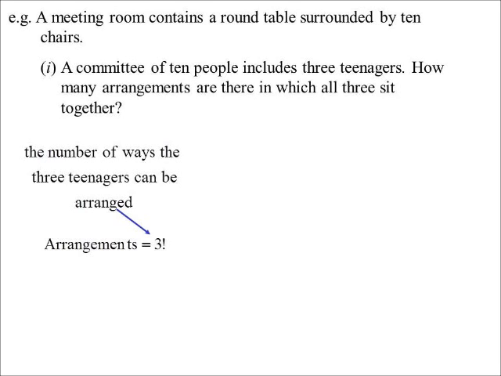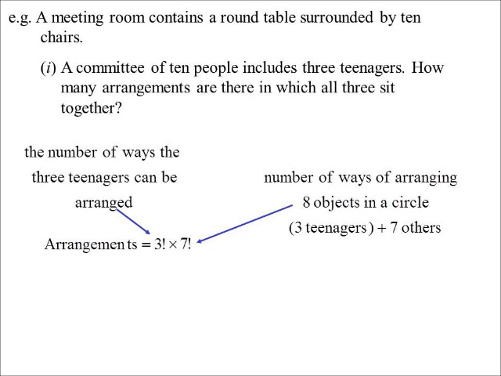Now we haven't placed any objects yet. All we've done is decide how the 3 teenagers are going to be together. So 3 factorial. But now it'll be times 7 factorial because I'm now going to put the objects in the circle, but I no longer have 10 objects. I now have 8. The 3 teenagers are like one group now, plus the other 7 objects, 8 objects. But it's in a circle, not a line, so it's 7 factorial. So there we are, 30,240.